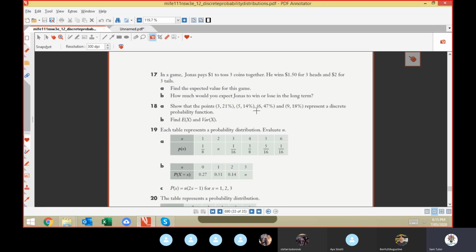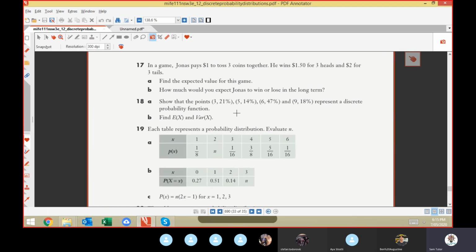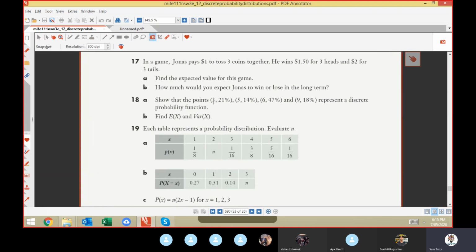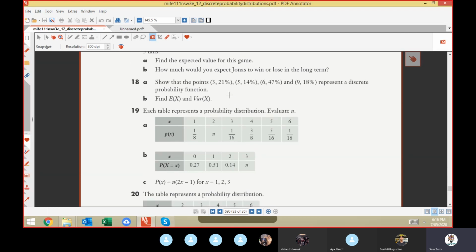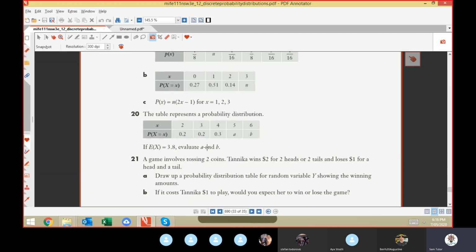Represent a discrete probability function, find E of x, that's the probability of each one occurring. Do you guys remember that? So if it's written like this, 3, that means the score is 3, and the probability of the score occurring is 21%. That's 5, and the probability of it is 14. Does anyone actually need me to do this one, or you feel like that's pretty much the same as what we just did? Yeah, I thought so.